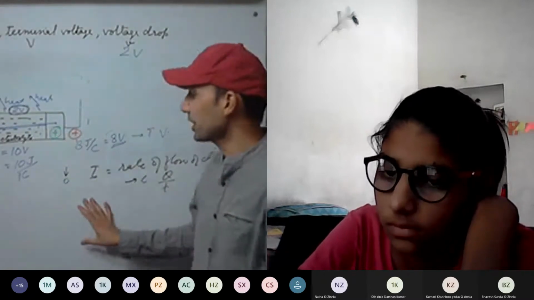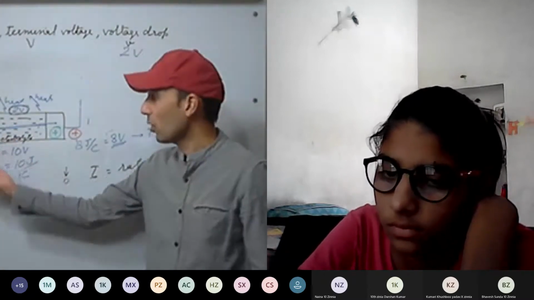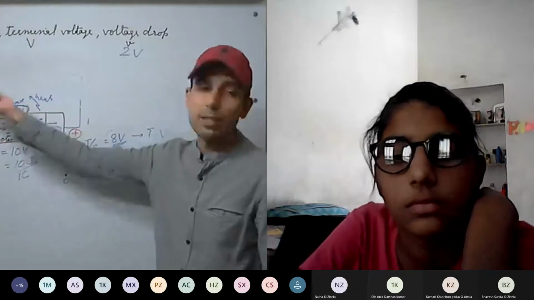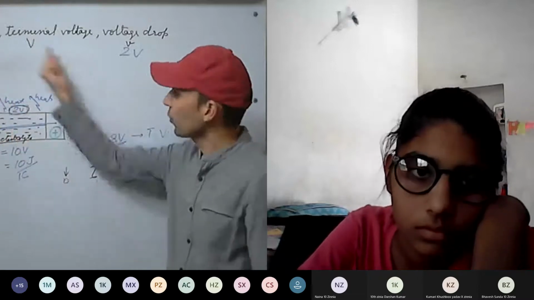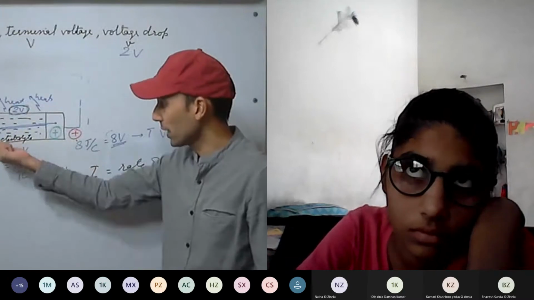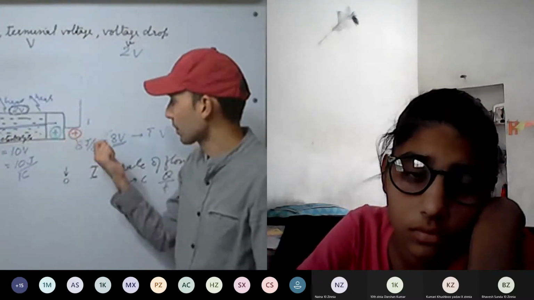Second definition we already discussed: the amount of energy or amount of work done on a positive charge to flow through the complete circuit. Here it flows easily. To flow through the electrolyte, we have to supply this much energy to push it here.